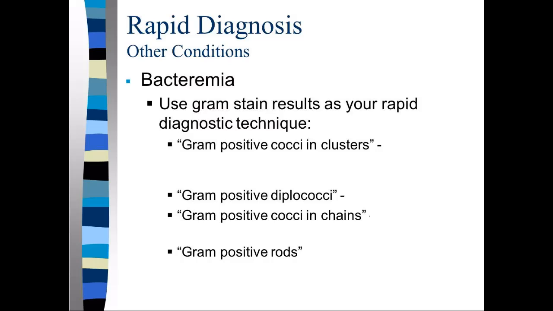So when you see gram-positive cocci in clusters, that's a simple one. Think about staph species. Anytime you hear about gram-positive cocci in clusters, you can already tell the people that are consulting you, this is a staph infection, right? That's pretty easy. As opposed to gram-positive diplococci, which are what? Usually Streptococcus pneumoniae. Gram-positive cocci in chains, what are those usually? So they're either strep species or enterococcus for the most part.